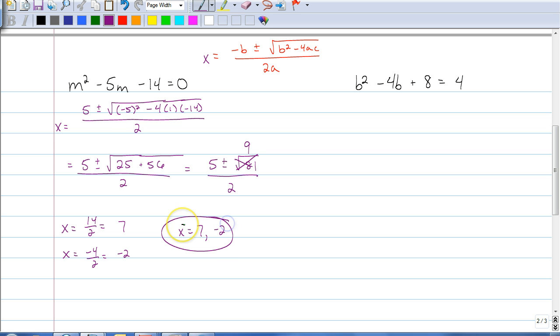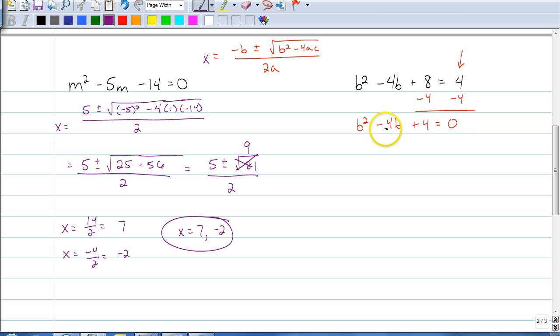Let's try the next one together. Now, do you notice a problem with this next problem? If you don't, remember, the equation has to be set equal to 0. So before I can jump into using my quadratic formula, I have to get it equal to 0 by subtracting 4 from both sides. When I do that, I get b squared minus 4b plus 4 equals 0. Now I can go ahead and use the quadratic formula.